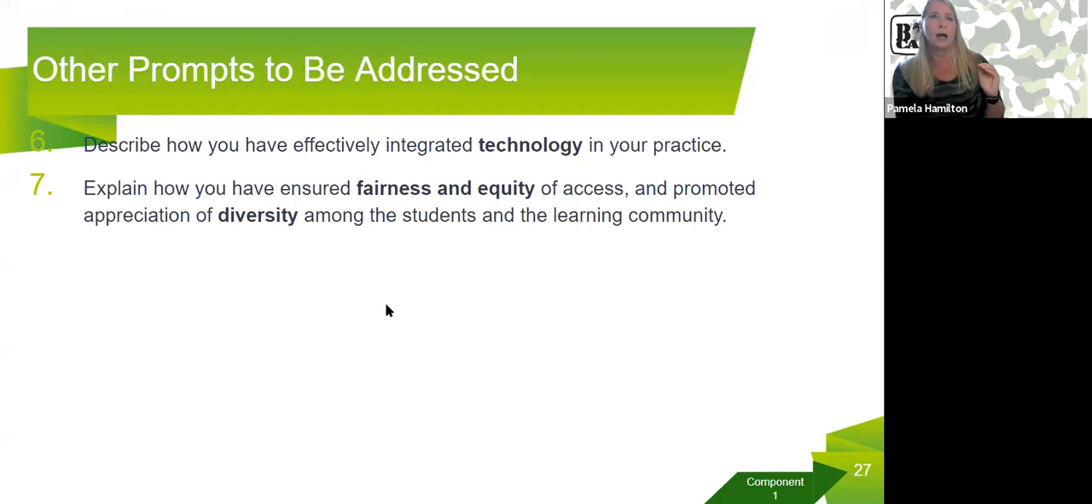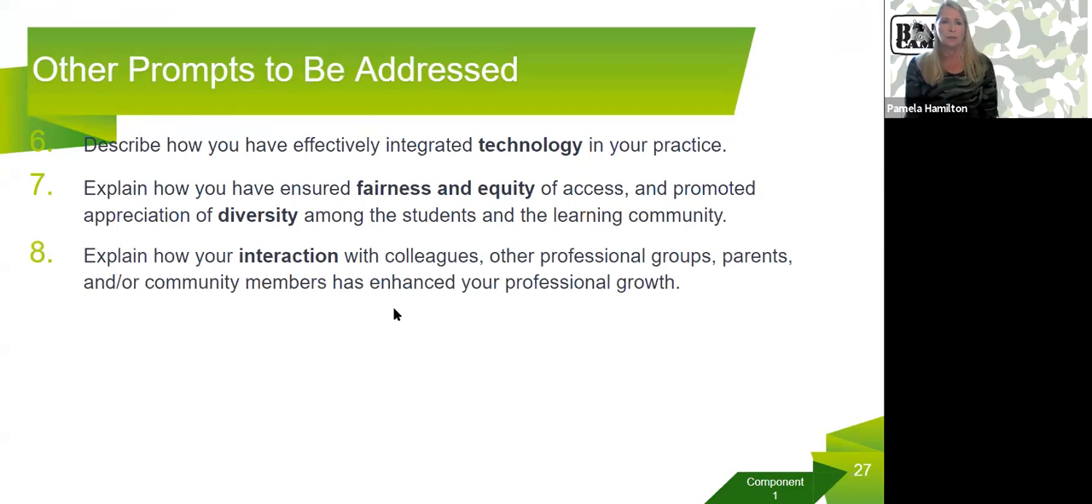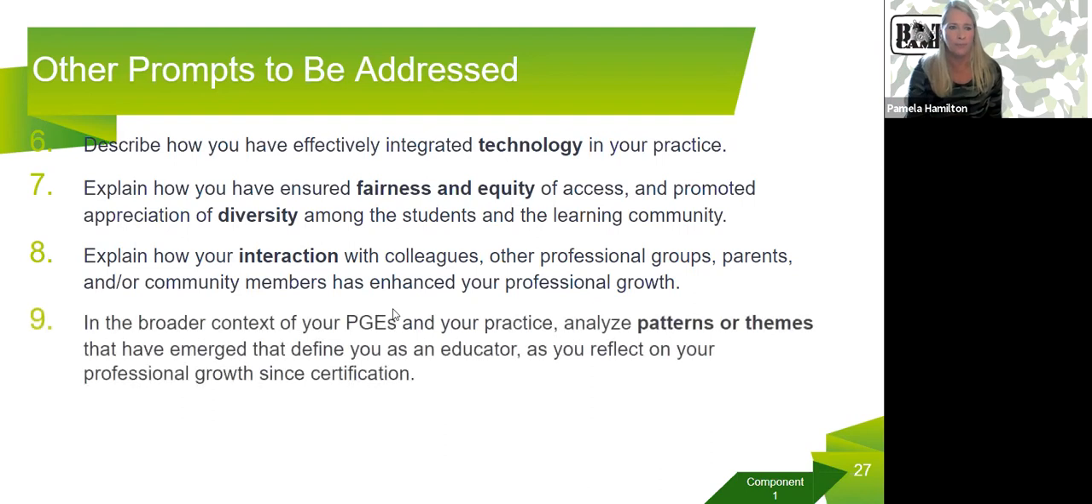You'll have to also talk about how you ensured fairness and equity of access and promoted diversity within your classroom. And then you also have a specific prompt about this in component 2, which we'll talk about later. Explain how your interactions with colleagues, professional groups, parents, or the community enhanced your professional growth. So how did this area of growth not only impact you, but also impact either colleagues, parents, or the community?